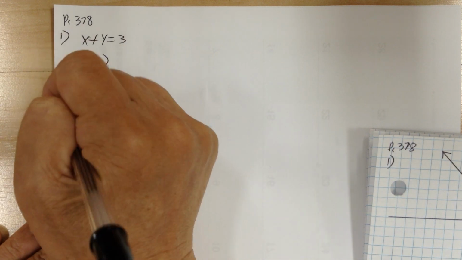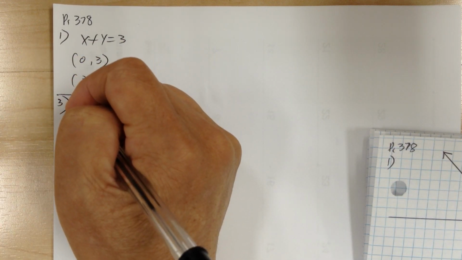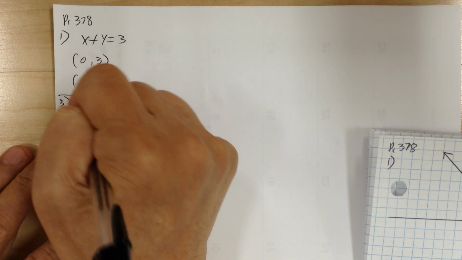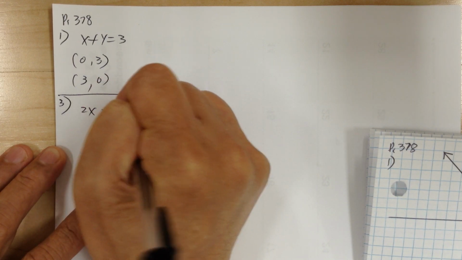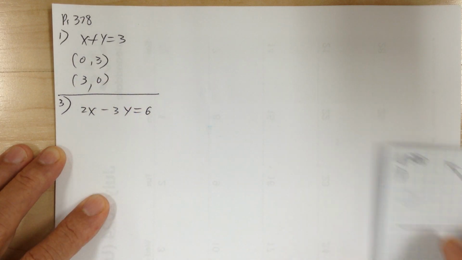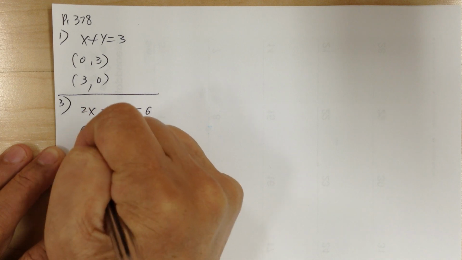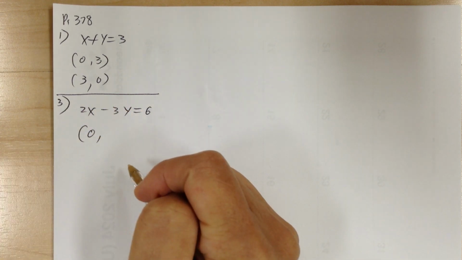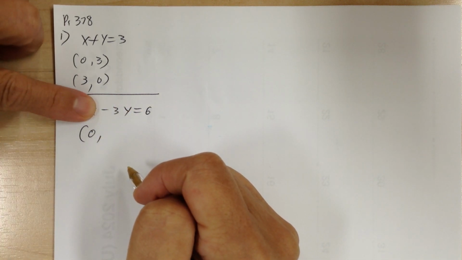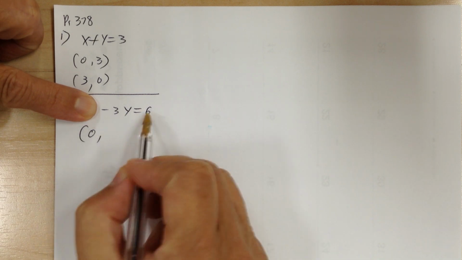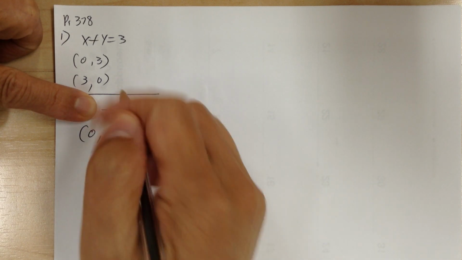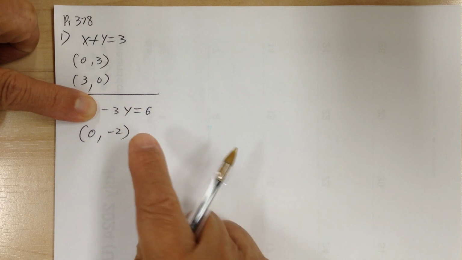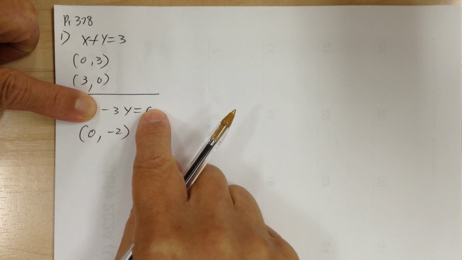Let's go to number 3. You have 2x minus 3y is equal to 6. Again, you set x equal to 0 to find the intercept. When x is 0, this term is gone. Over here, you divide both sides by negative 3, so y will equal negative 2. And you can check: negative 3 times negative 2 gives you 6.